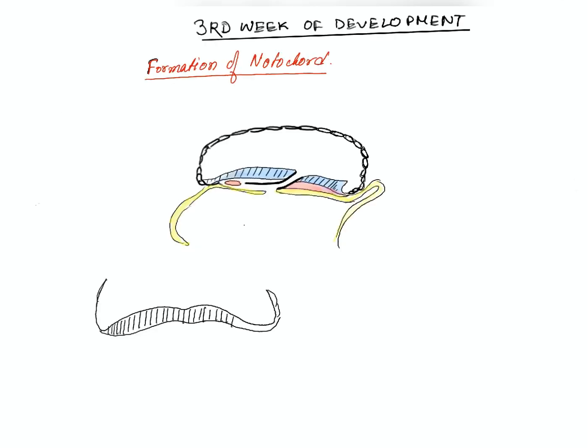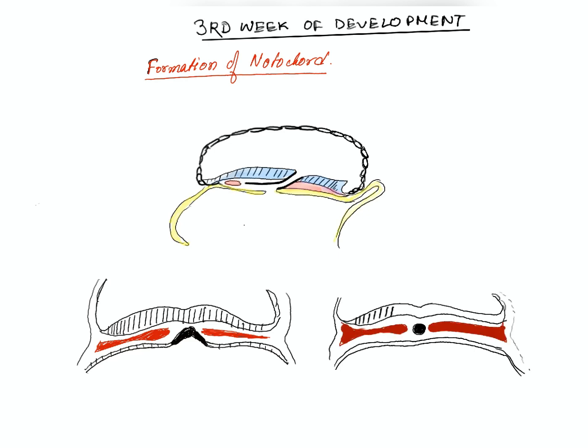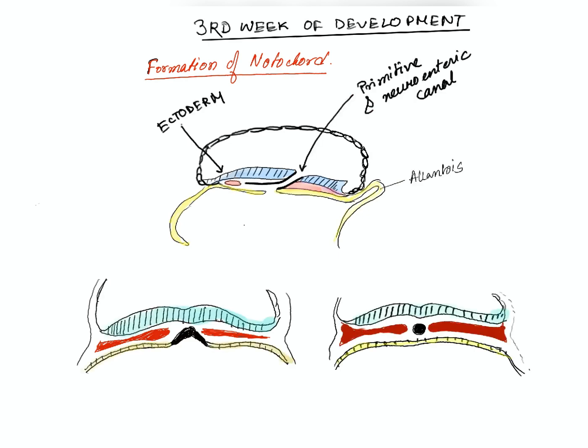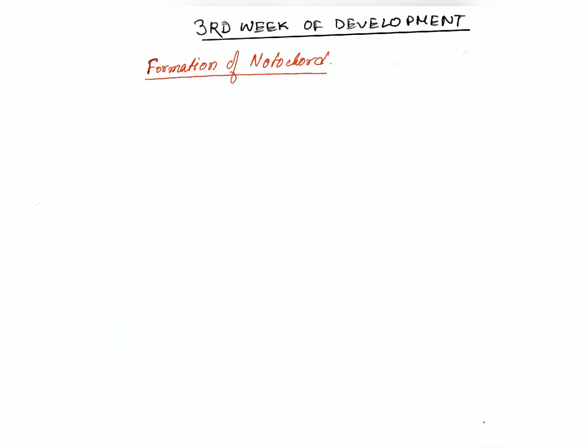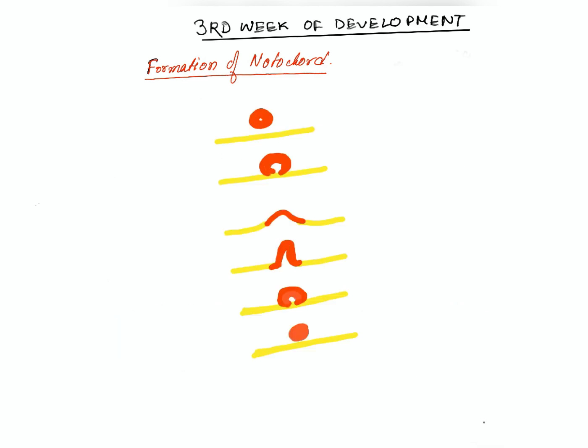Here's another diagram showing the formation of the notochord, the sagittal section. You can see there are two diagrams. First of all, the diagram marked A is the area where the notochordal plate is formed, and soon the notochord will detach and form the diagram B. So in this diagram you can see the notochordal plate, how it forms, how it merges with the endoderm and then forms the definitive notochord.